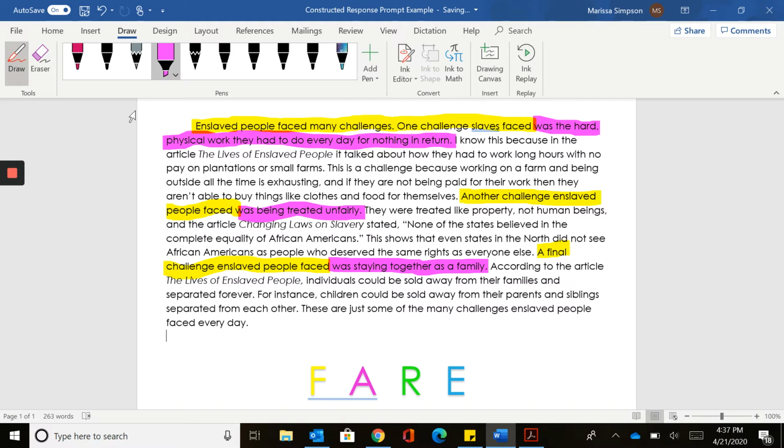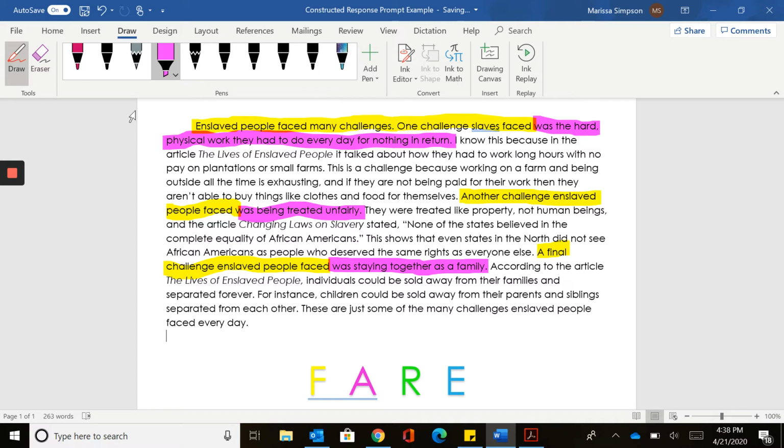A final challenge enslaved people faced was staying together as a family. According to the article, The Lives of Enslaved People, individuals could be sold away from their families and separated forever. For instance, children could be sold away from their parents and siblings, separated from each other. These are just some of the many challenges enslaved people faced every day.